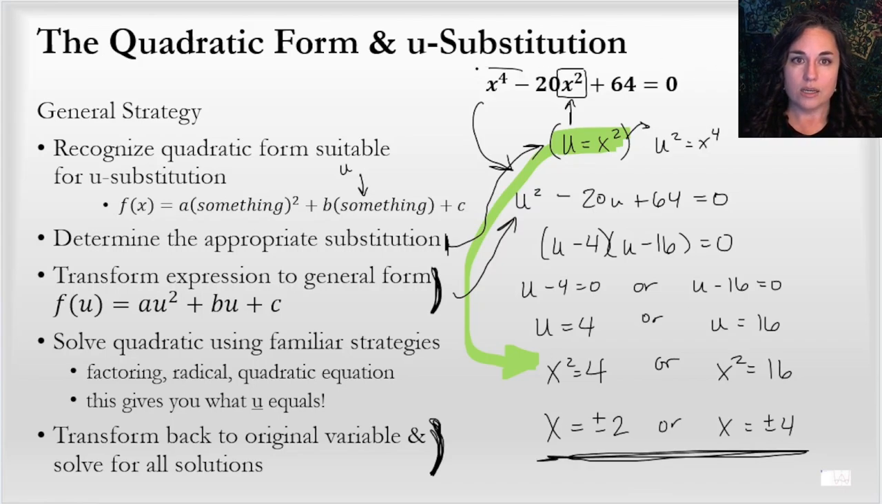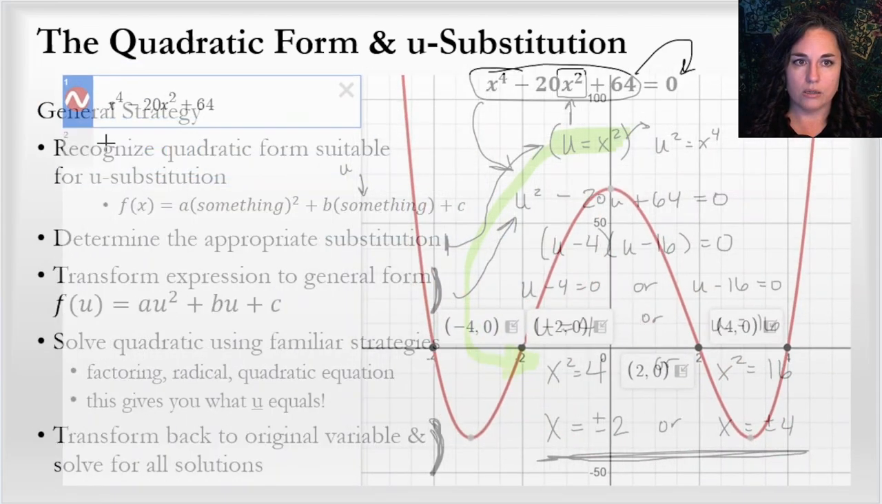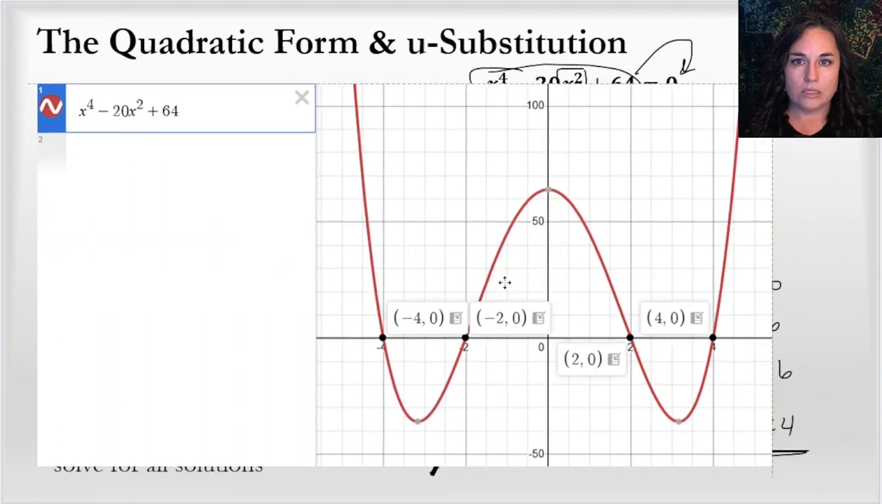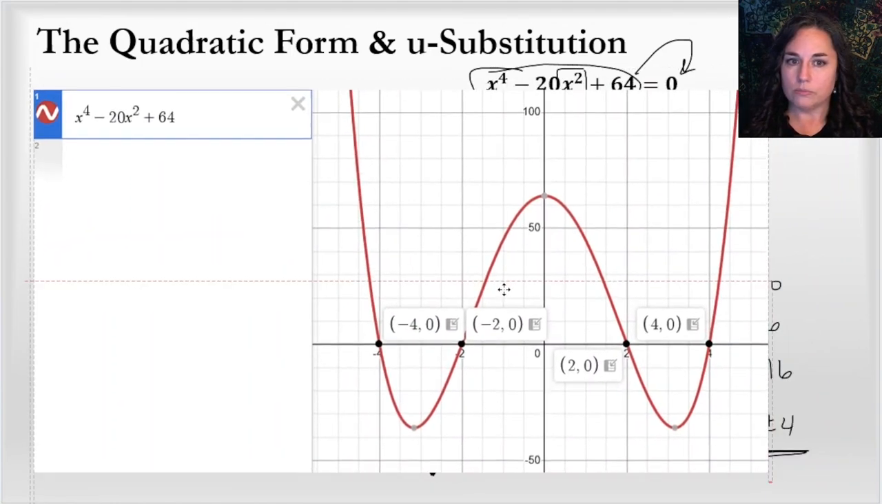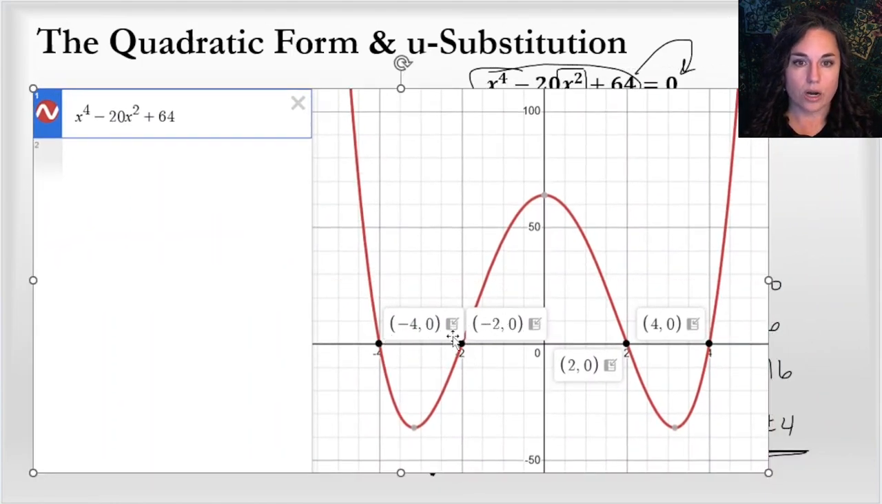When does this function cross the x-axis? That's what it's asking. Well, I used u substitution to find out it does it at positive and negative 2 and positive and negative 4. Of course, I pulled up the graph for this. I'm going to bring it to the front and show you where the answers are. There's my original equation, and I highlighted where it crosses the x-axis. You can see that I have plus and minus 2 and plus and minus 4.